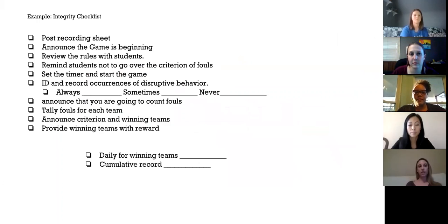Next is the integrity checklist, and this is an example. The integrity checklist helps to ensure that we are implementing the game correctly. So following down and marking all of these off will help to make sure that everything is being implemented correctly.